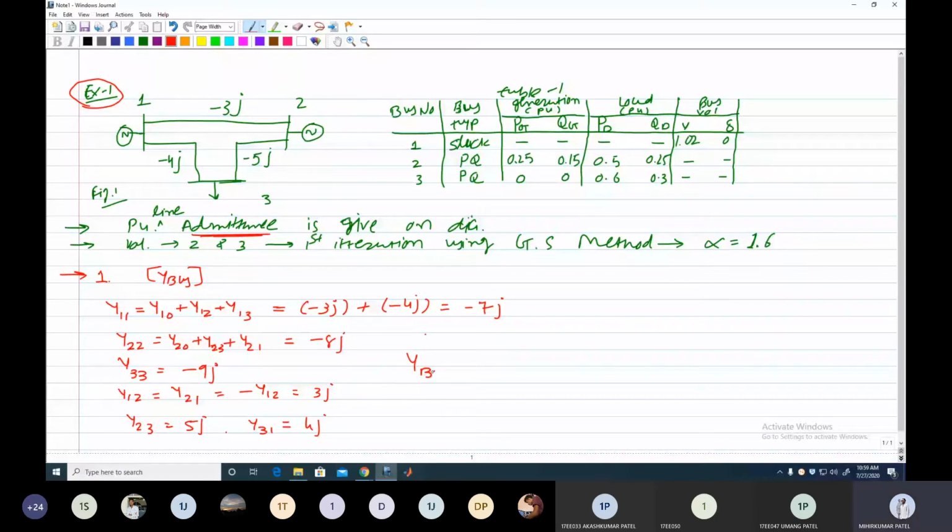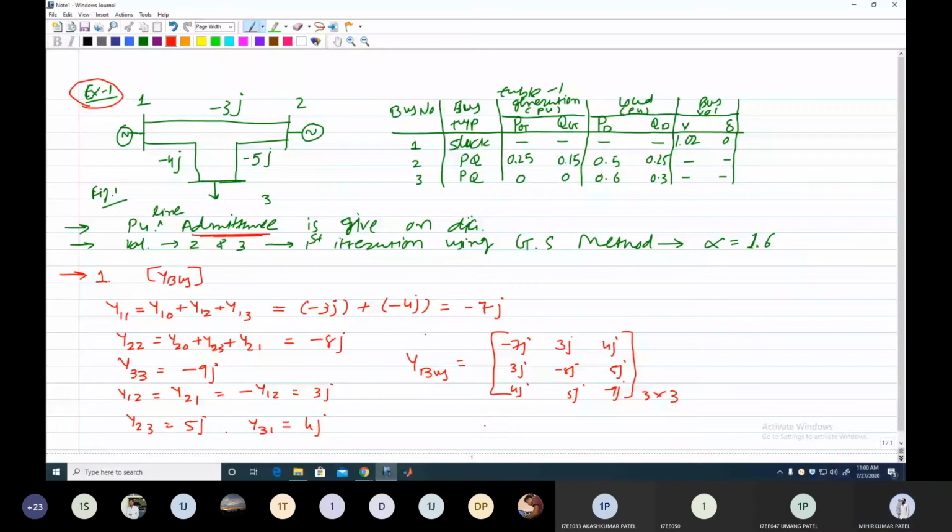So the Y-bus matrix, the final answer for this network: the size of the matrix will be 3 by 3, as 3 buses are given. So the first row is minus 7j, 3j, 4j; again 3j, minus 8j, 5j; and 4j, 5j, and minus 9j. Clear? So the first step is completed.